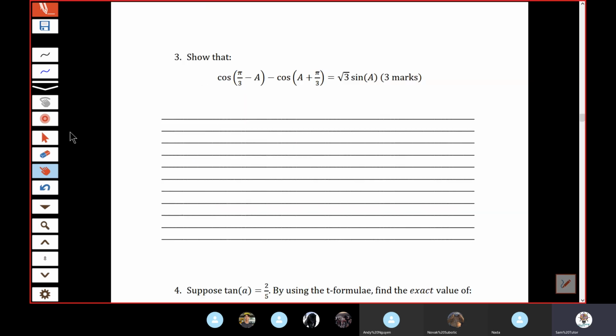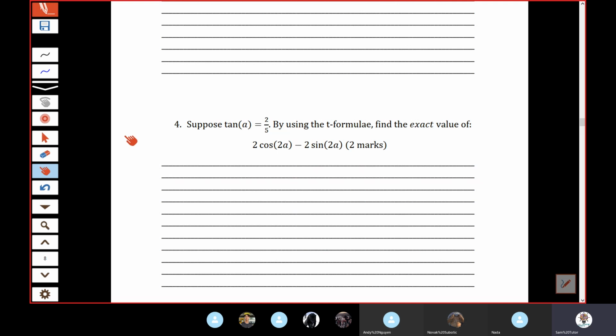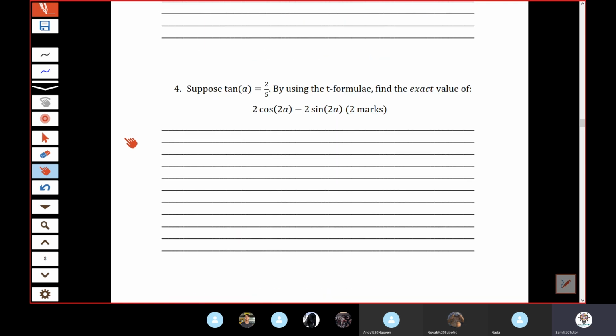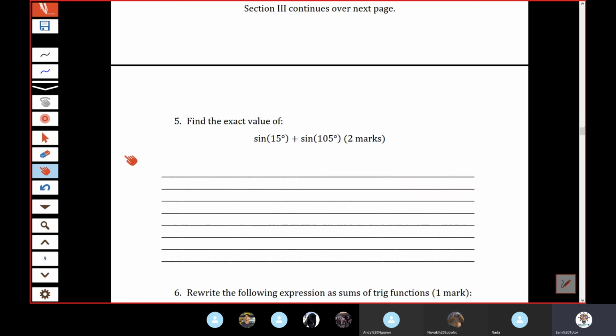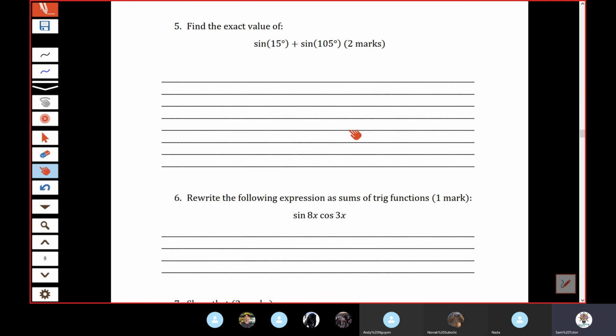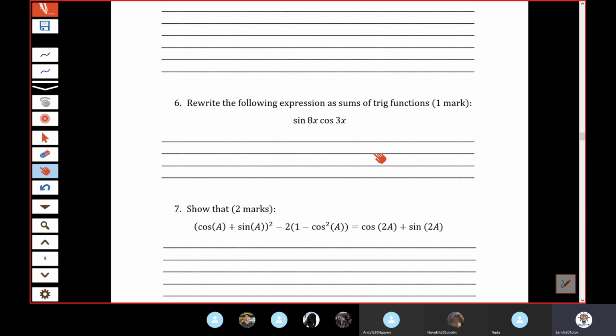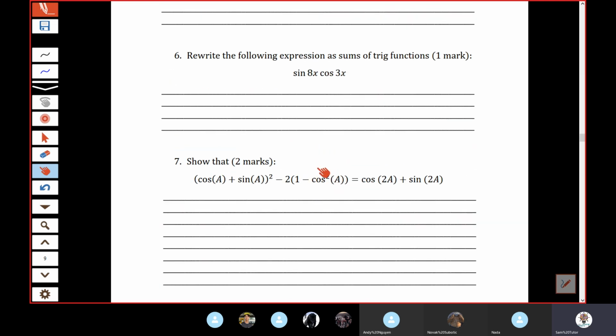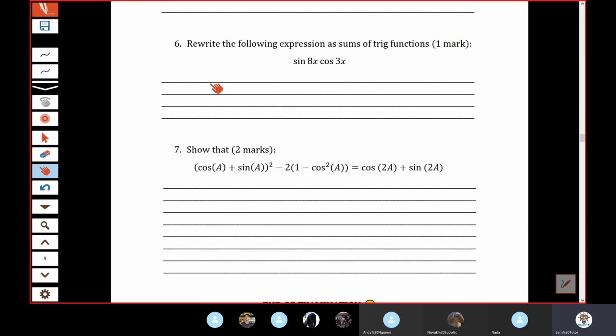Show, suppose by using the t formula, find the exact value. Find the exact value. Rewrite the following expression as the sums of... Okay. Let's do 6 and 7. Question 6 is directly from your formula sheet.